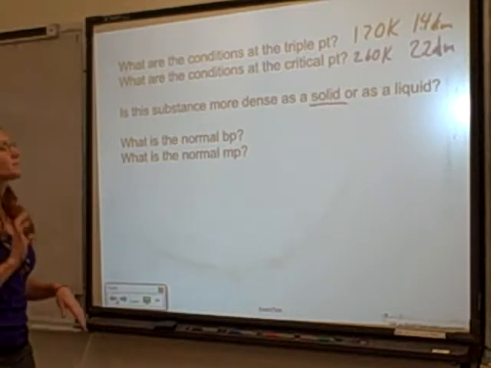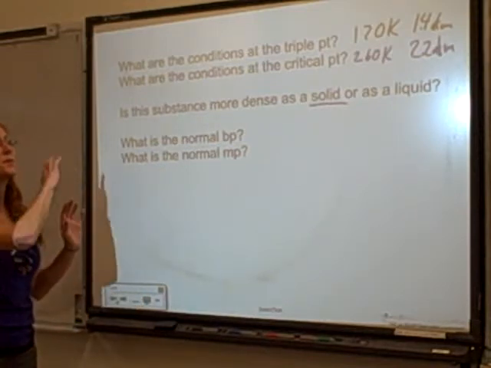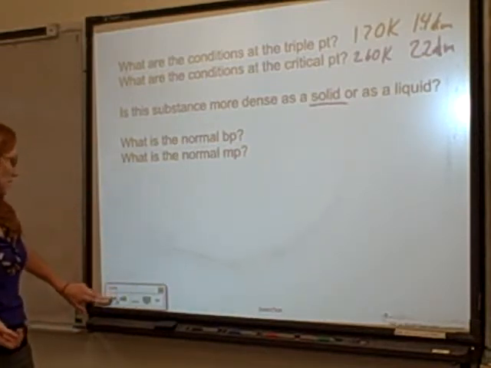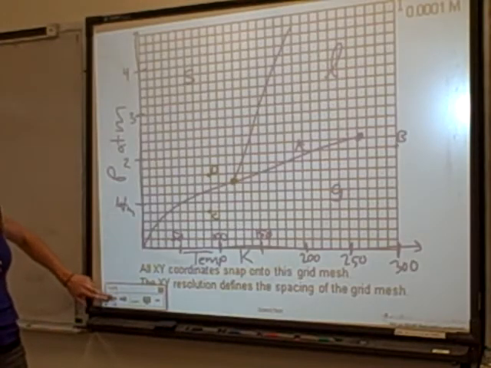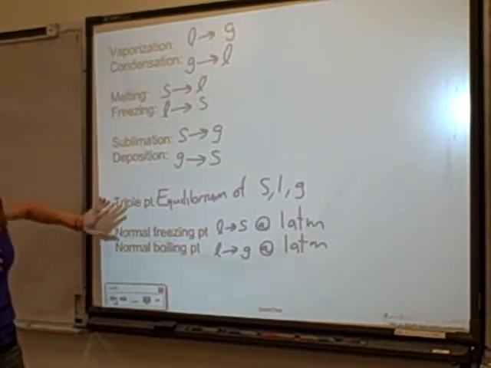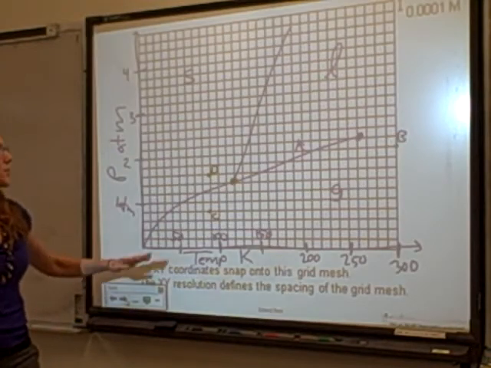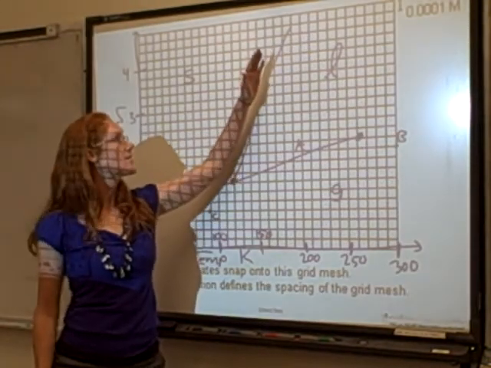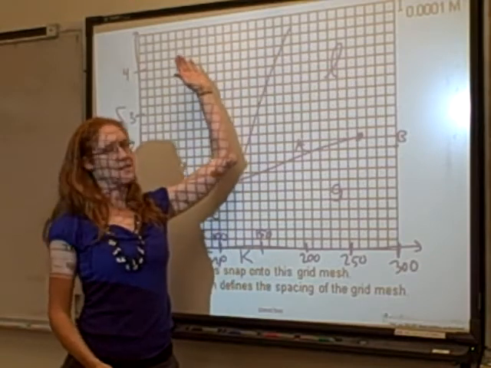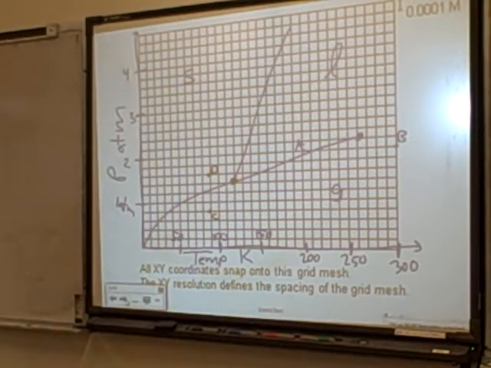So you want to be able to read a phase diagram, be able to label the states. You need to know the vocabulary. So you need to know what all of these are. You need to know triple points, the normal points, critical points. And probably the trickiest question is figuring out if a substance is more dense as a solid or if it's more dense as a liquid. That's probably the trickiest part. Maybe constructing a phase diagram given the triple point and a couple of other points, but that would be it.